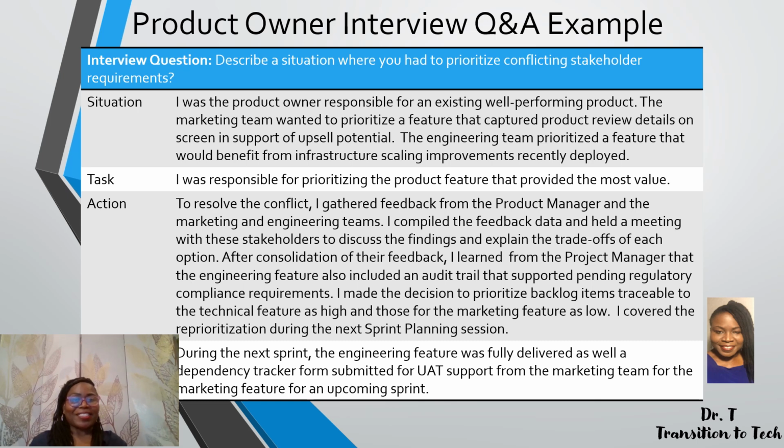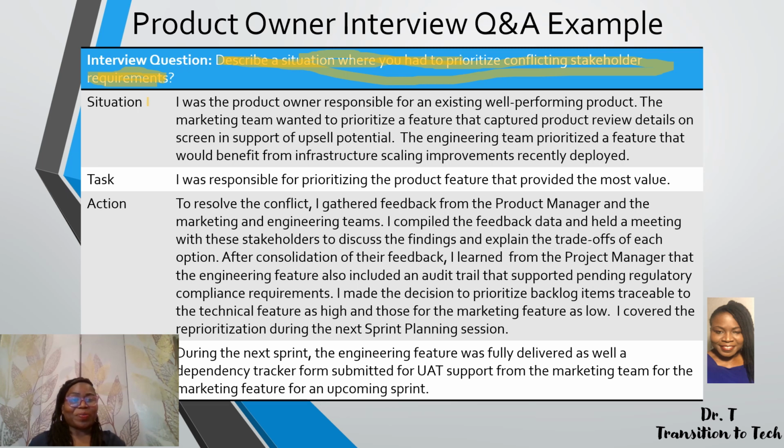The question is, describe a situation where you had to prioritize conflicting stakeholder requirements. So the challenge here is that you had a set of conflicting requirements and everyone felt like what they wanted was most important. So it was up to you, the product owner, to help prioritize and set the direction for the team in terms of delivering that value and that quality.